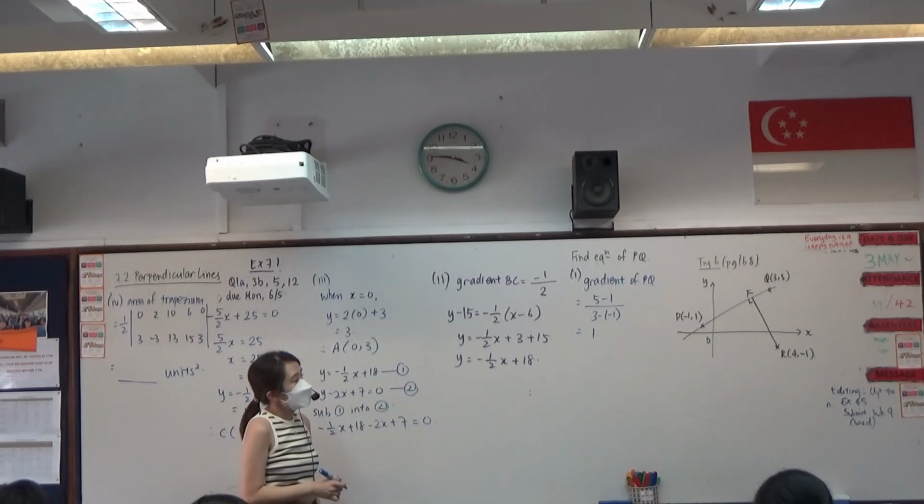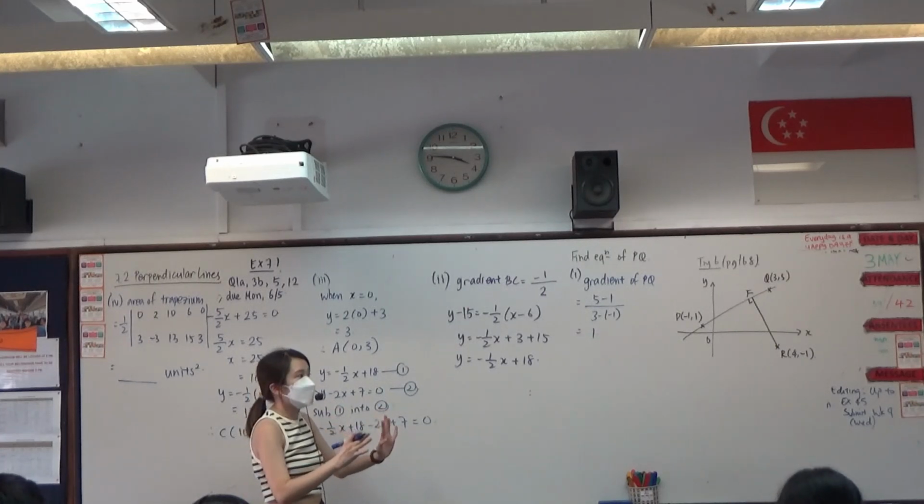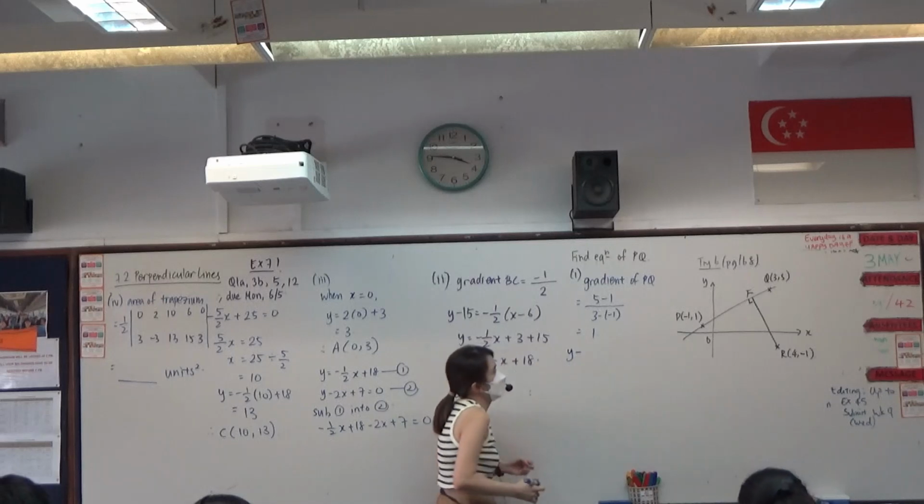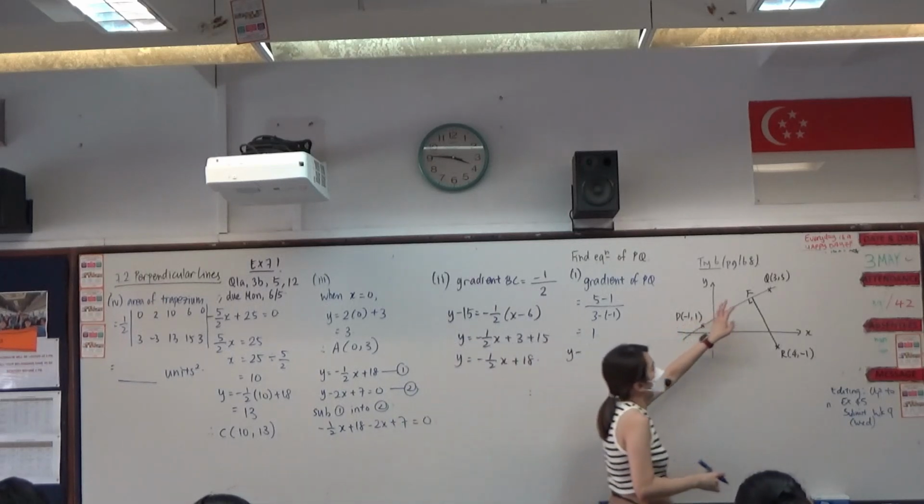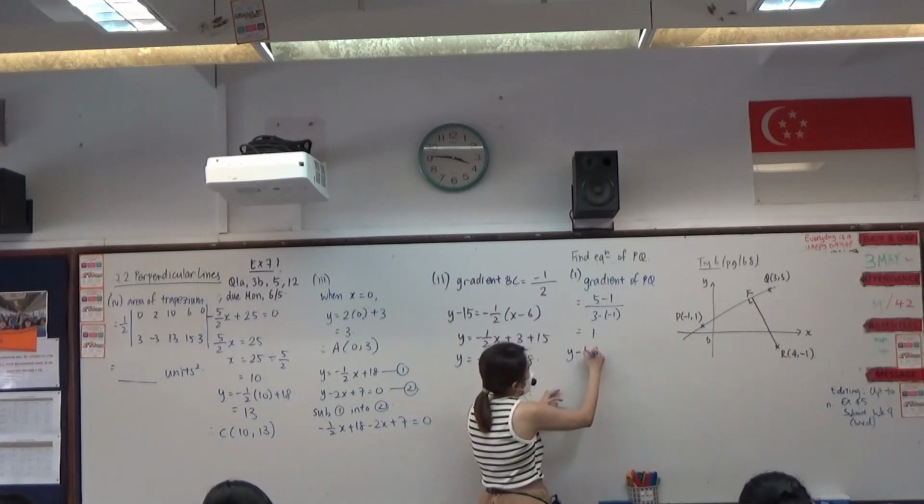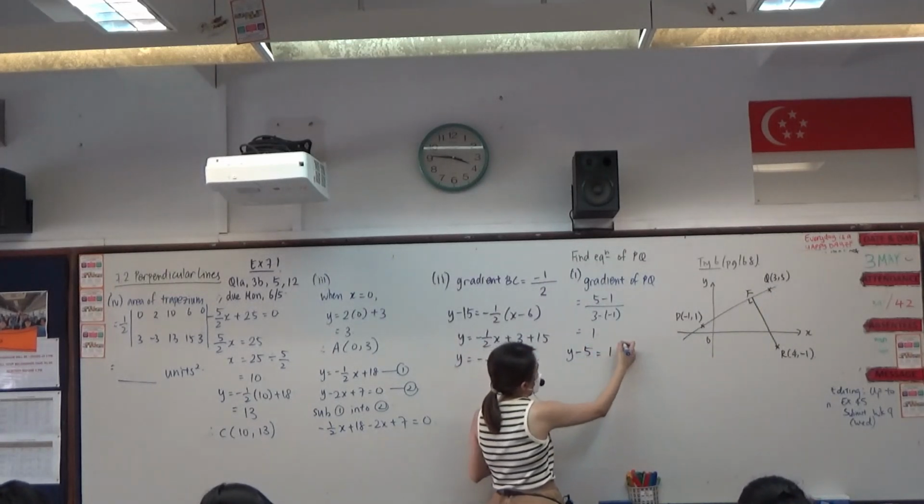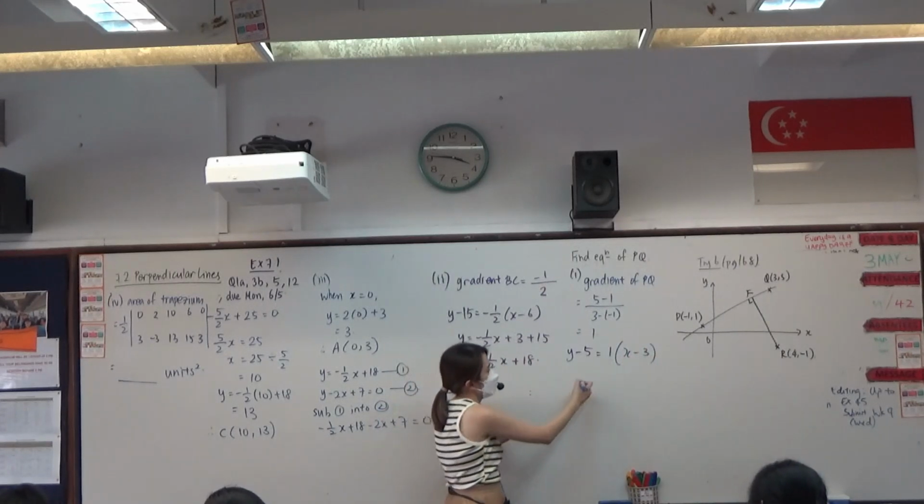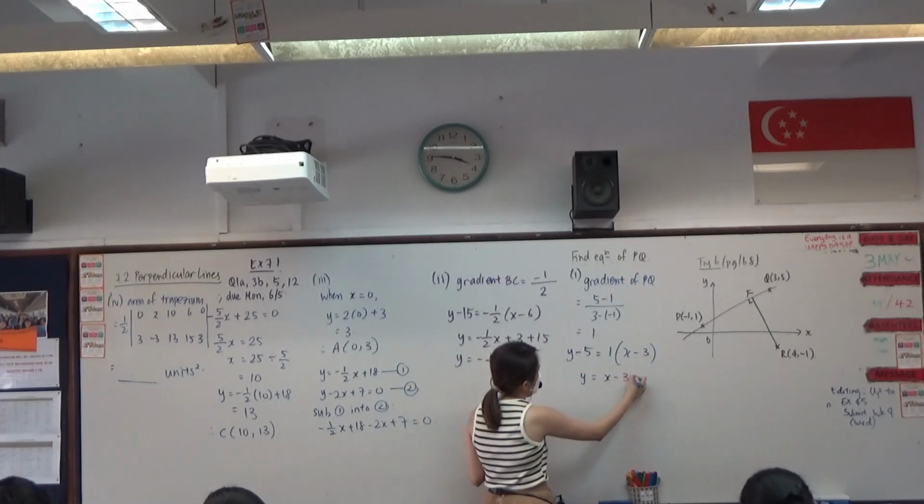Okay. Then we go ahead to find the equation. You can go and do your y equals mx plus c if you want to. If not, what I'll do is just take one of the coordinates. So I'll take 3, 5. Y coordinate is 5 equals gradient times x minus 3. X coordinate is 3. So I will get y equals x minus 3 plus 5.